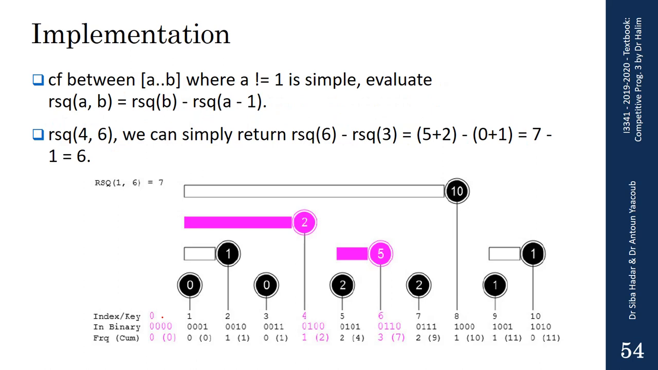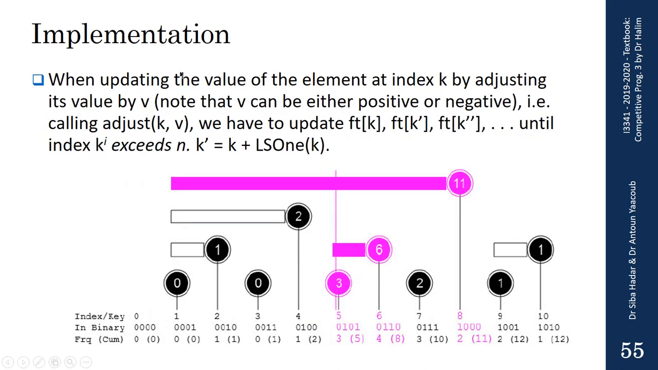So what if we have not just one? I don't want the answer from 1 to b, I want it from a to b. So again, as we have seen, we do the range sum query of b minus the range sum query of a minus 1.